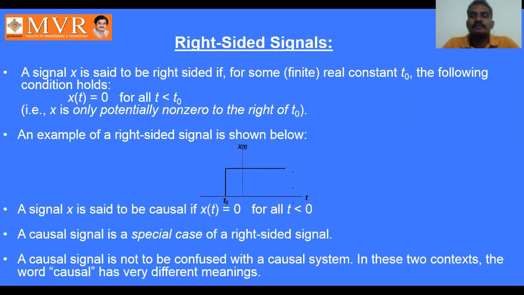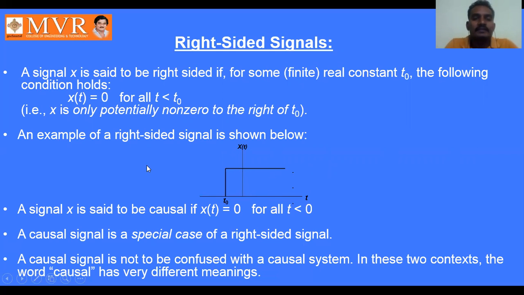Next, coming to right-sided signals: how signals are right-sided and how signals are left-sided, how these two are defined. We will see this one. A signal x is said to be right-sided if, for some finite real constant t naught, the following condition holds. It has to satisfy this condition: x of t is equal to 0 for all values of t less than t naught. That is, x is only potentially non-zero to the right of t naught. So up to t naught, its value x of t is 0. From t naught to infinity, it has some value.